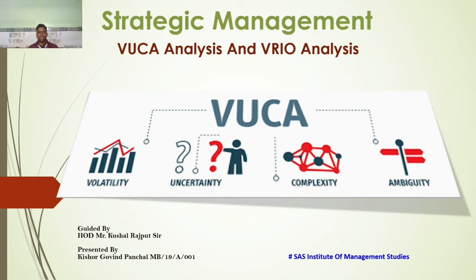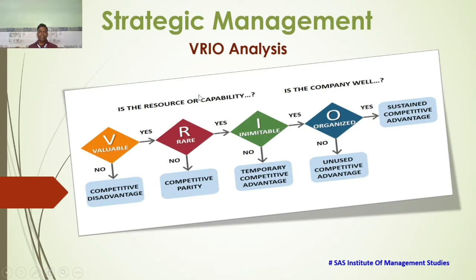In strategic management, our today's topic is VUCA analysis and VIRO analysis. So friends, VUCA stands for volatility, uncertainty, complexity and ambiguity. This is the abbreviation for VUCA. And VIRO stands for V for valuable, R for rare, I for imitable, O for organization. So this is VIRO analysis.